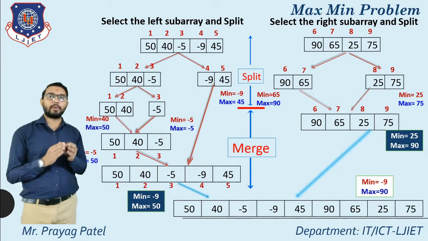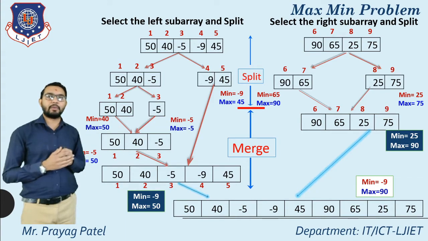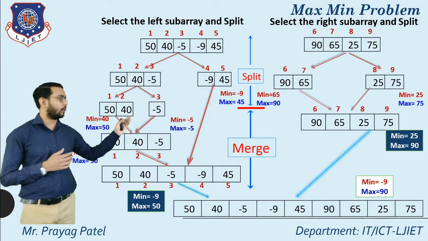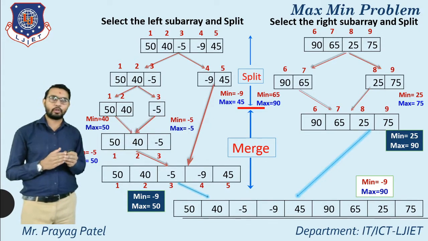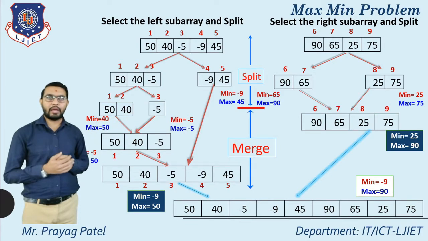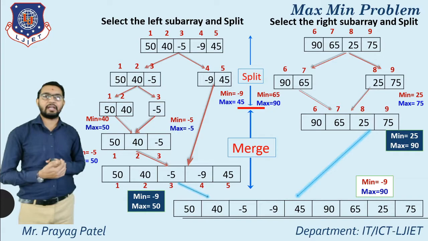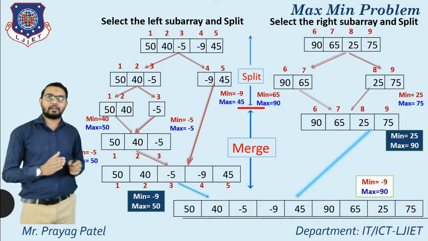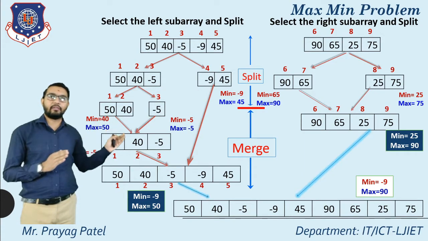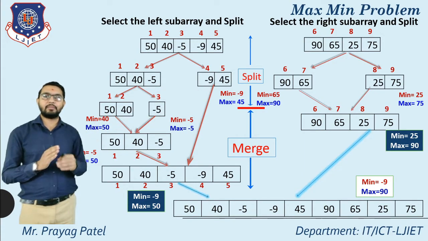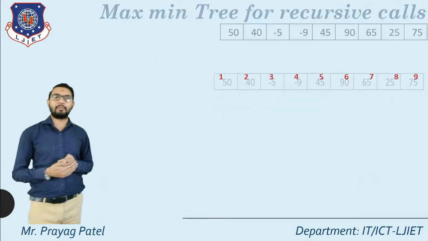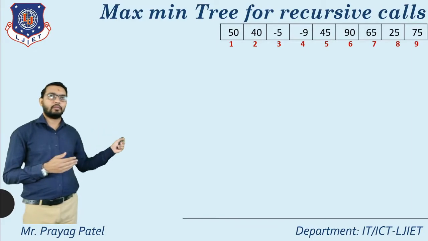Now for the minimum, compare both minimum values. Left minimum value equal to -9, right minimum value equal to 25. So minimum equal to -9. Now compare both maximums. Left maximum value equal to 50 and right maximum value equal to 90. So maximum value considered as 90. So this is the final answer: minimum equal to -9 and maximum equal to 90 for the given example of finding the maximum and minimum element from the given array. So this is a simple example of the maximum minimum problem.